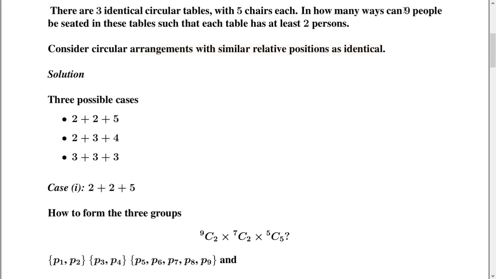So in how many ways can we distribute 9 people among 3 tables such that each table has at least 2 persons? There are 3 cases: 2 plus 2 plus 5, 2 plus 3 plus 4, and 3 plus 3 plus 3. We need to find the answers for each of these cases and add them all together.